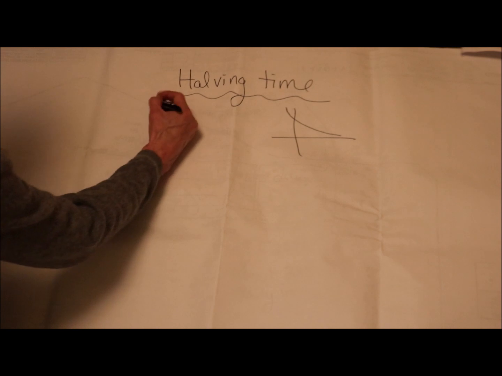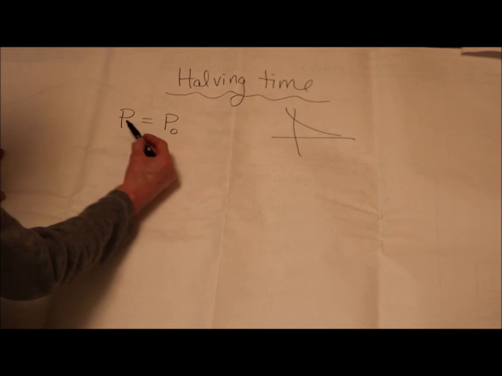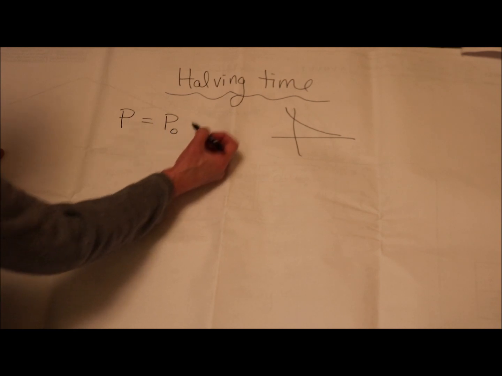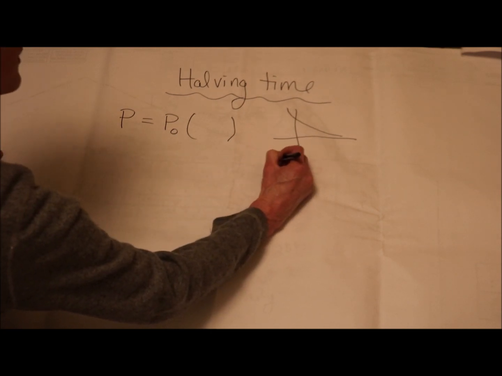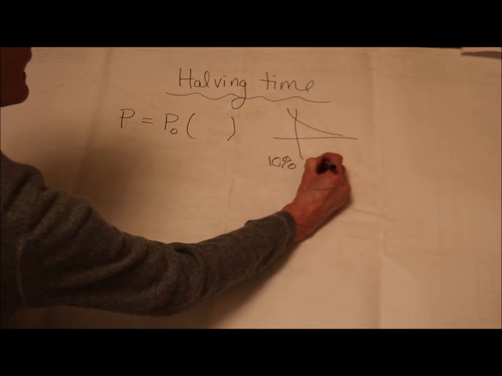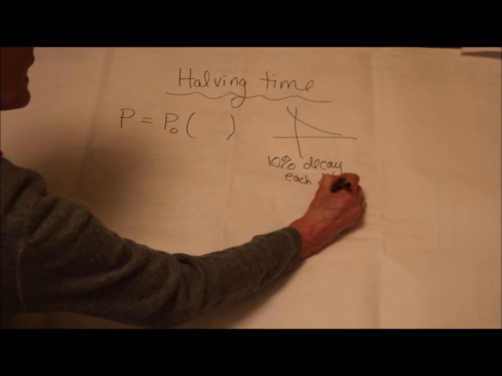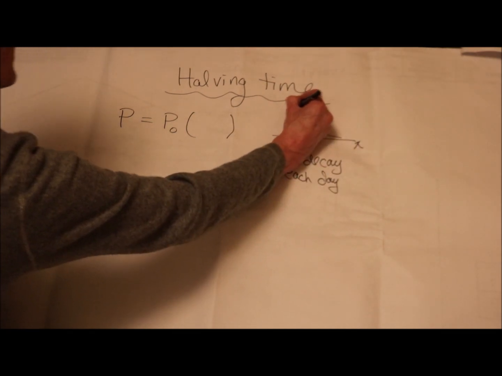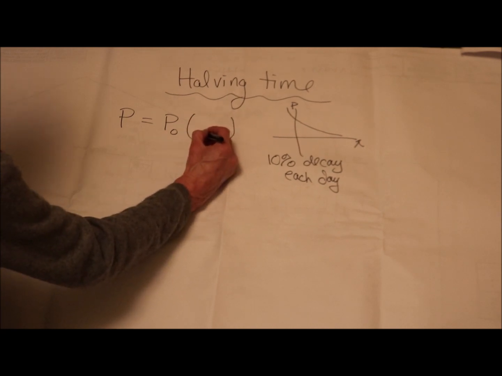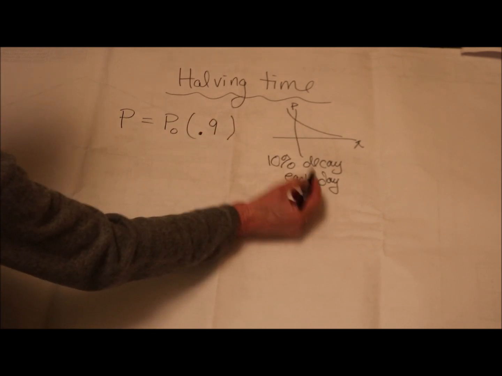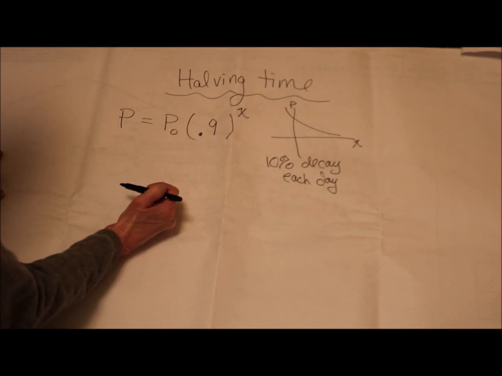Let's do one of these. Let's pretend that we have a population at time x. My starting population we'll call p sub 0. Let's say that we have a 10% decay in the population each day, okay? And we'll say that x is my number of days, p is my y. So if I'm setting up this function, my ratio here would be 0.9, since if I'm losing 10% each day, that means I'm left with 90% of my population.